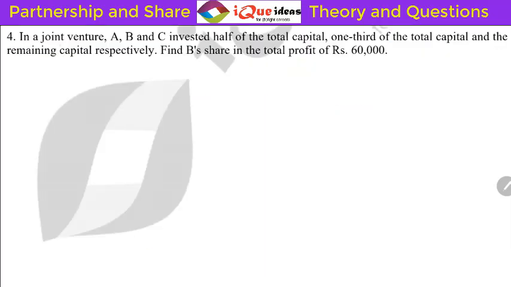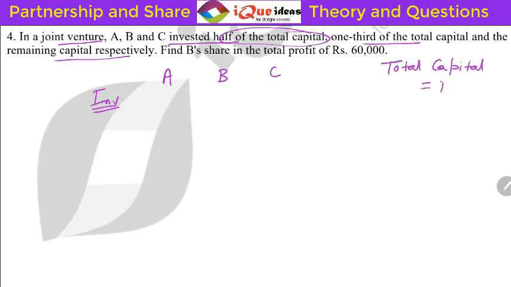The fourth question, it says in a joint venture, A, B, C invested half the total capital, 1/3 of the total capital and the remaining capital respectively. So let me put the chart here. A, B, C investments. A invested half the total capital. Suppose the total capital is 1 rupee. That means the investment of A will be 1 by 2 rupees. Investment of B will be 1 by 3 rupees, and C will be 1 minus 1 by 2 and 1 by 3.